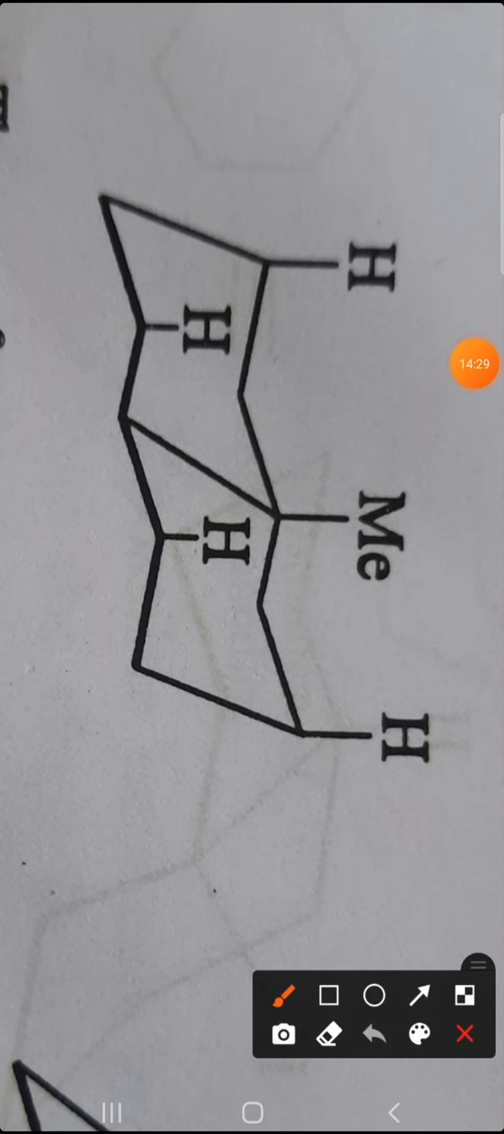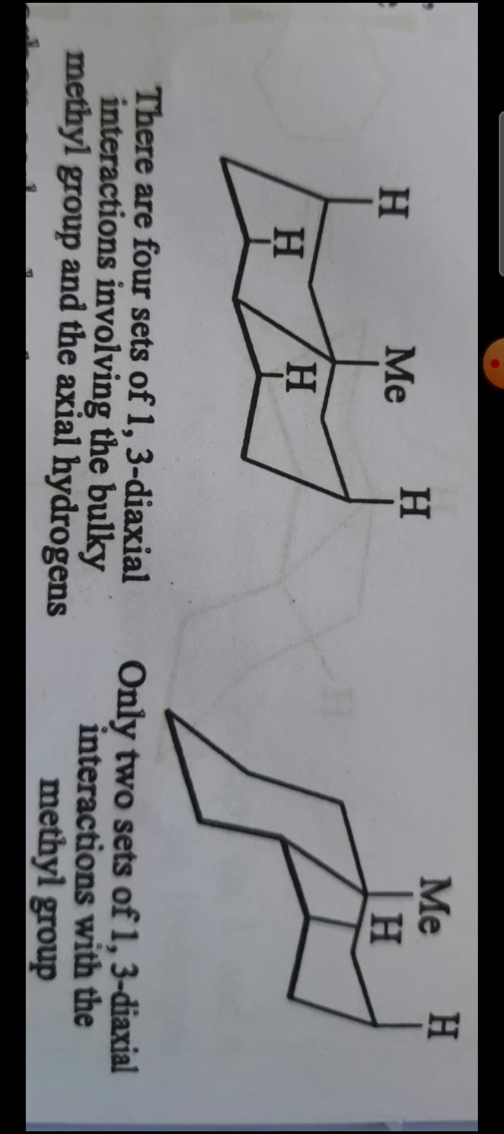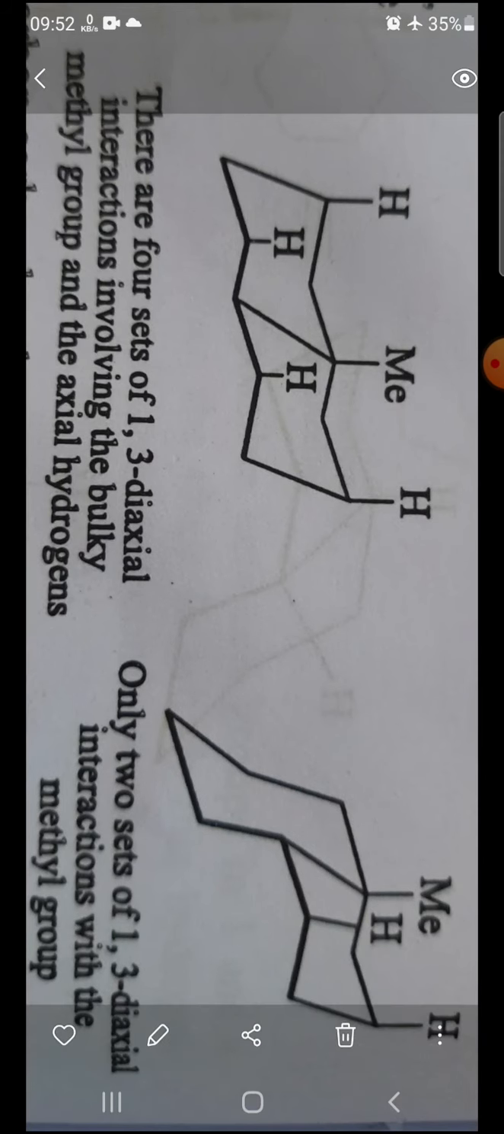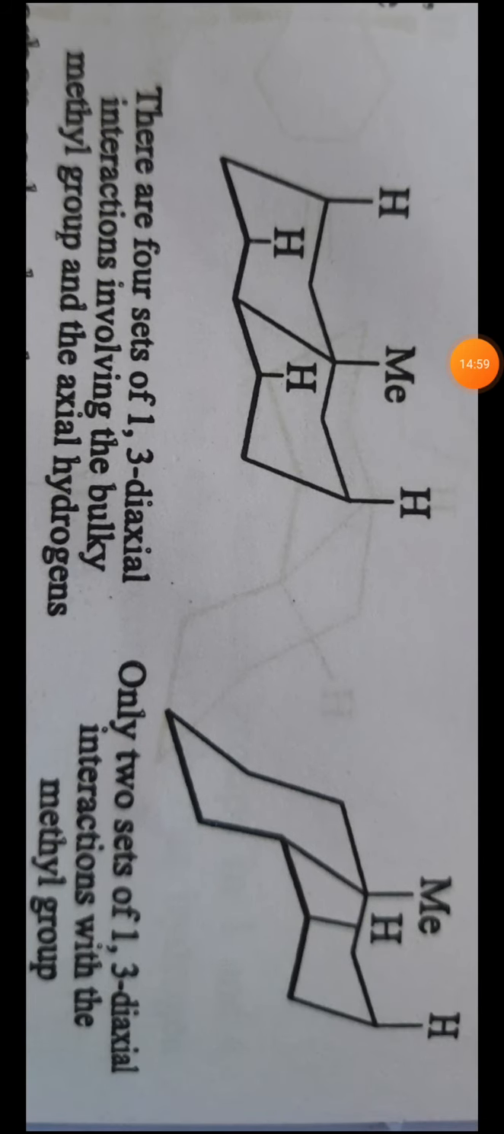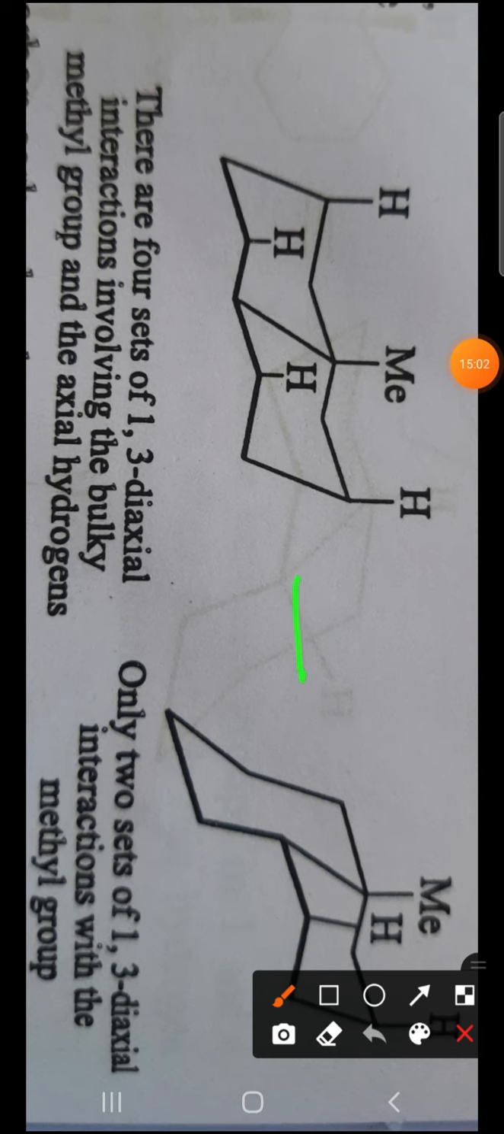In case of a trans decalin, if I put the substituent at the fusion point, this methyl group is axial for both rings. For this ring also axial and for this ring also axial. So it should be noted that rotation about a carbon-carbon bond cannot bring about an interconversion of cis and trans decalin. Here it says that cis and trans decalin cannot be interconvertible with each other.